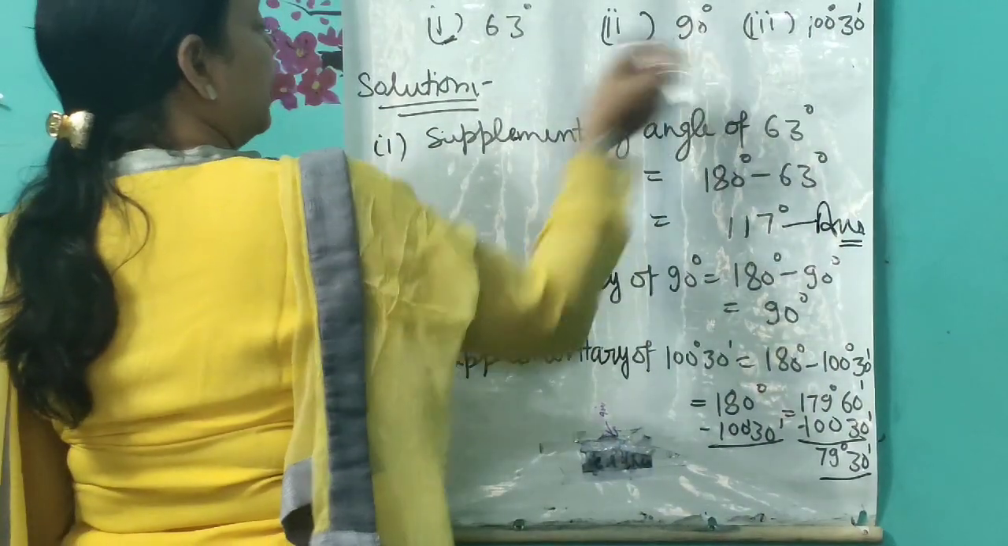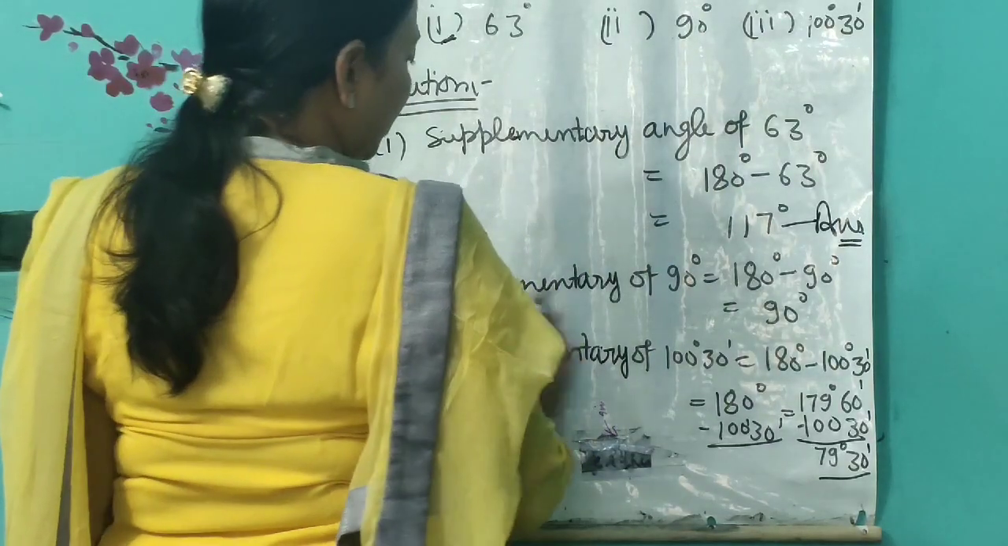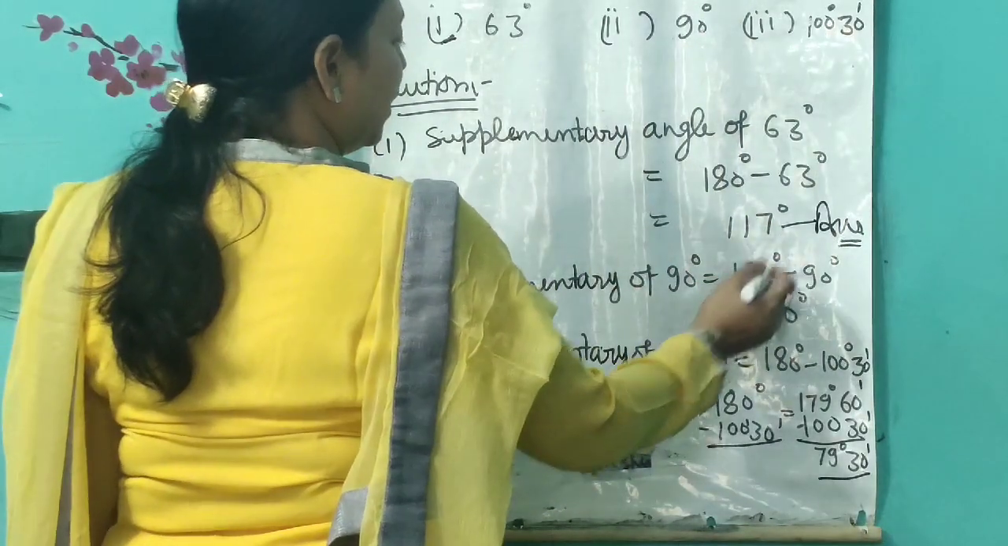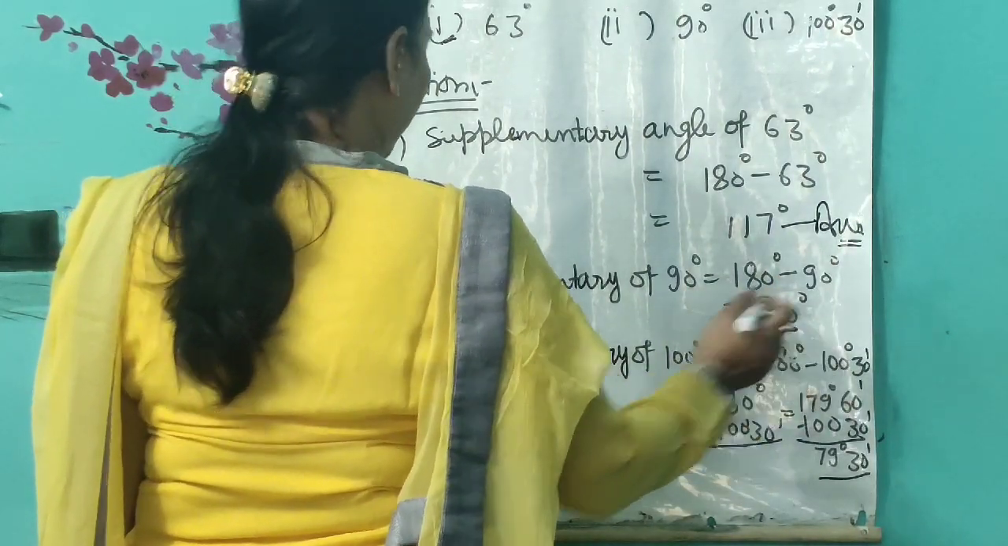Now next one is 90 degree. You have to find the supplementary of 90 degree. So supplementary of 90 degree will be 180 degree minus 90 degree. So the answer is 90 degree.